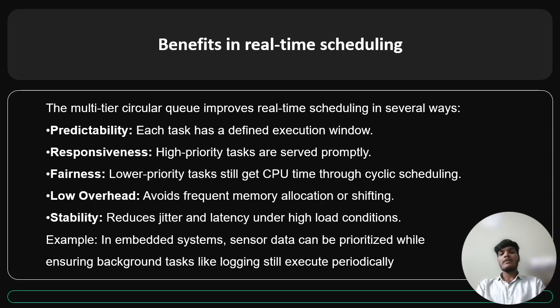Responsiveness: high priority tasks are served promptly. Fairness: lower priority tasks still get CPU time through cyclic scheduling. Low overhead: avoids frequent memory allocation or shifting. Next, stability: reduces jitter and latency under high load conditions. For example, in embedded systems, sensor data can be prioritized while ensuring background tasks like logging still execute periodically. So these are the benefits in real-time scheduling.